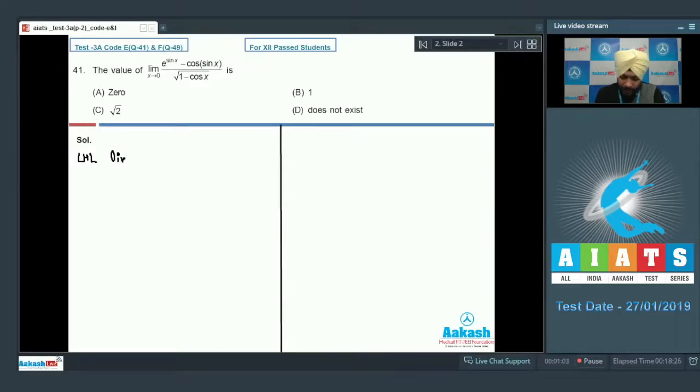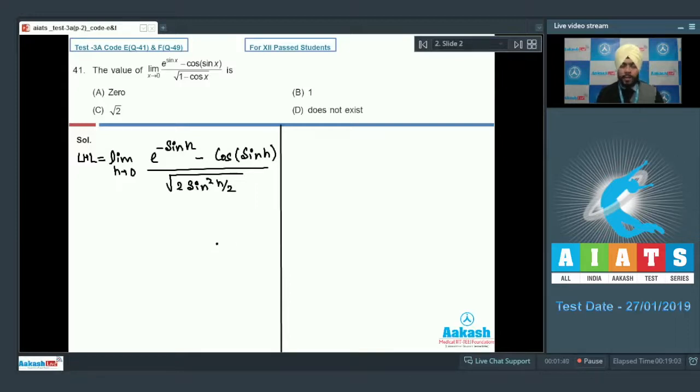So limit h tends to 0, e raised to power sine of 0 minus h, that is minus sin h, minus cos of sine of 0 minus h. Sine of 0 minus h will be minus sin h, and cos of minus theta is simply cos theta. So cos of sin h whole divided by 1 minus cos of 0 minus h. So cos of minus theta is cos theta. So under root of 1 minus cos h, that can be written as 2 sin square h by 2. So students, remember that h is always a positive quantity.